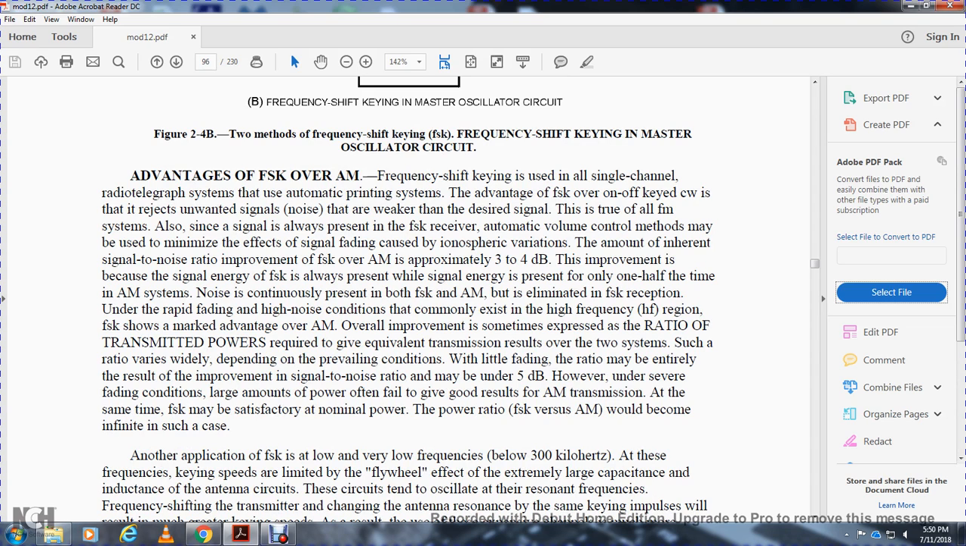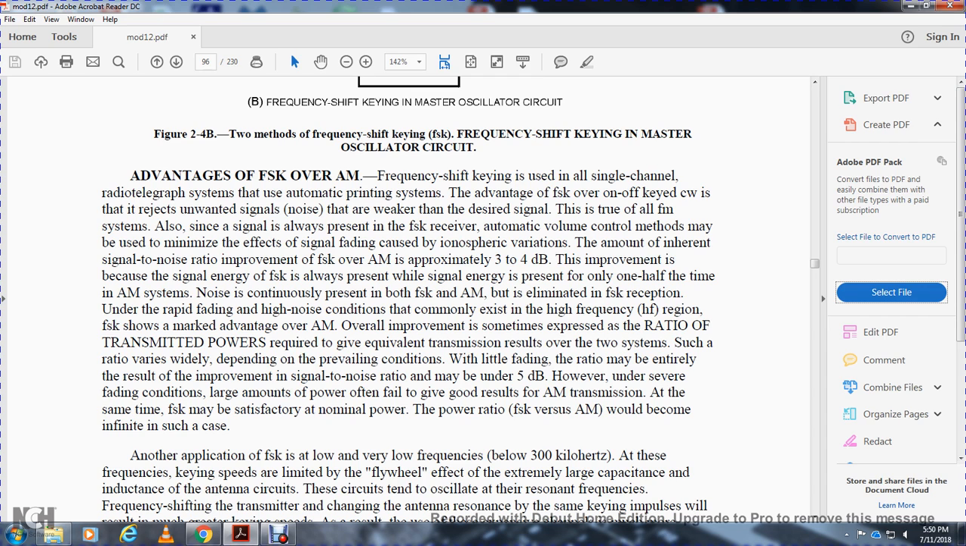Also, since the signal is represented by the frequency shift, the frequency shift keying receiver can use automatic volume control to minimize the effect of signal fading caused by ionospheric variation. The inherent signal to noise ratio improvement of frequency shift keying over AM is approximately 3 to 4 decibels.